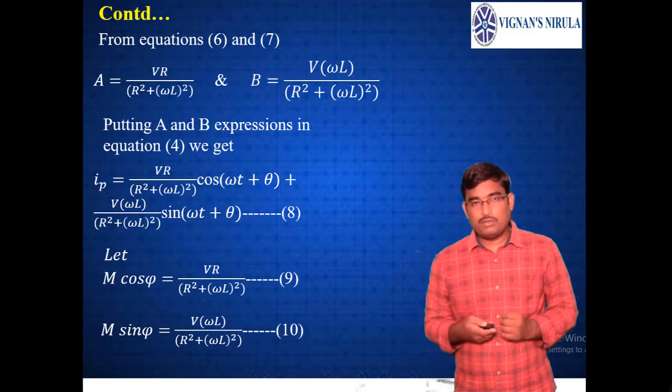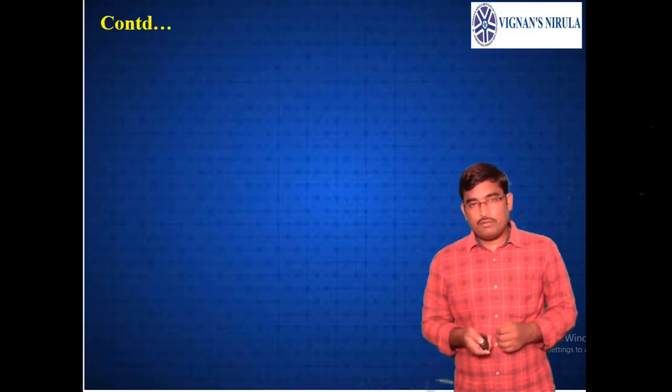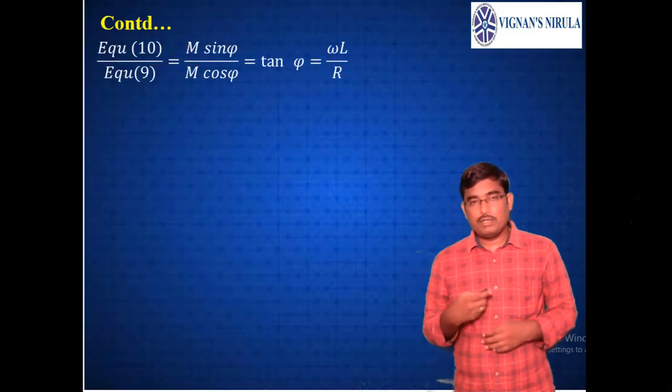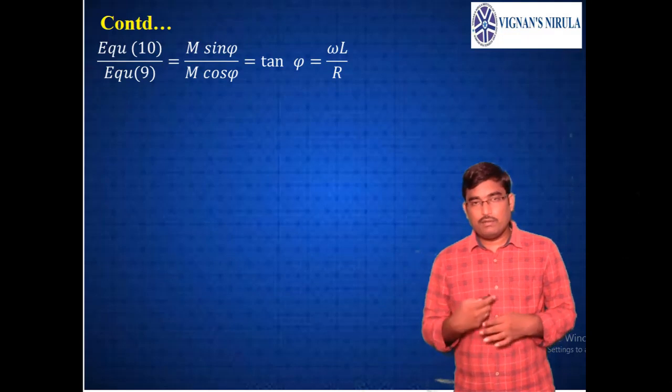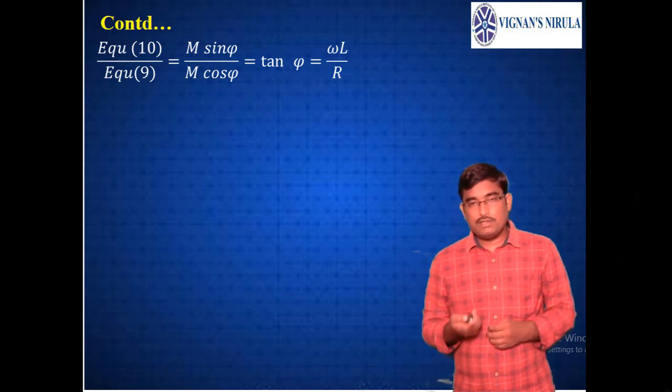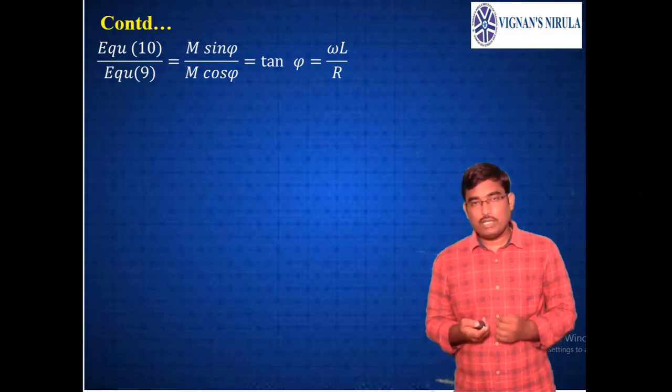Then let us take m cos phi equals V into R by (R square plus (omega L) whole square) and m sin phi equals V into omega L by (R square plus (omega L) whole square). So taking these as equations 9 and 10. Now from equations 9 and 10, taking equation 10 by 9, I will get tan phi as omega L by R. From this I can write phi equals tan inverse of omega L by R. So this is the phase obtained from equations 9 and 10.